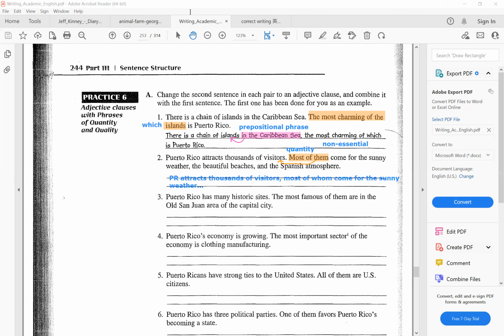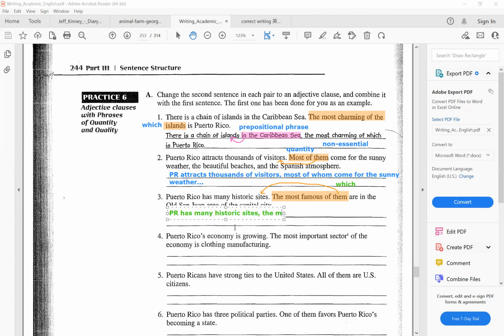Okay. And if we take a look at number 3, Puerto Rico has many historic sites. The most famous of them, so again, the most famous of them, what is the them referring to? It is referring to the historic sites. So we have to use which, right? The most famous of which. Now, since this is directly after, it's very easy as well. Puerto Rico has many historic sites, comma, the most famous of which are in the blah, blah, blah area of the capital city.